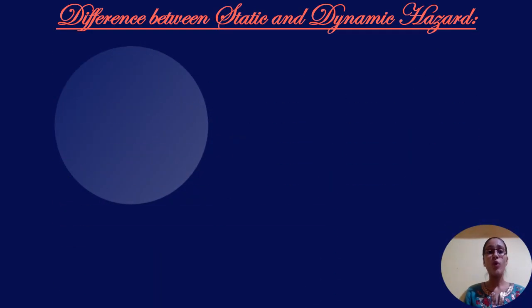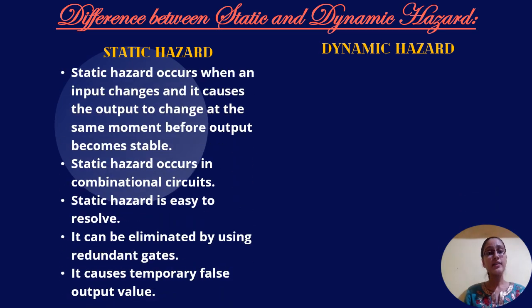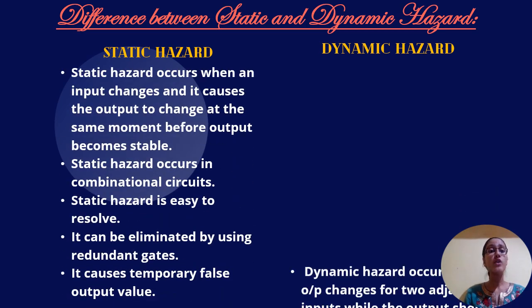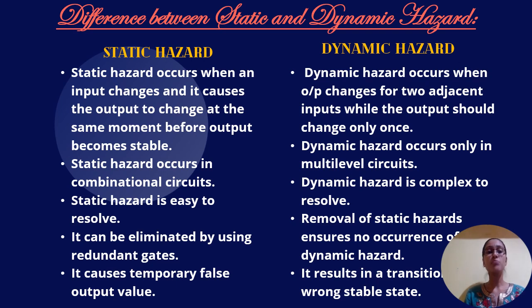So let's move on to the difference between the static and dynamic hazard. A static hazard occurs when an input changes and it causes the output to change at the same moment before the output becomes stable. But a dynamic hazard occurs when the output changes for two adjacent inputs while the output should change only once. Both static and dynamic hazards occur in combinational circuits, but dynamic hazard occurs in a multi-level circuit.